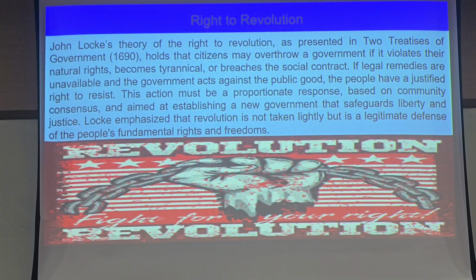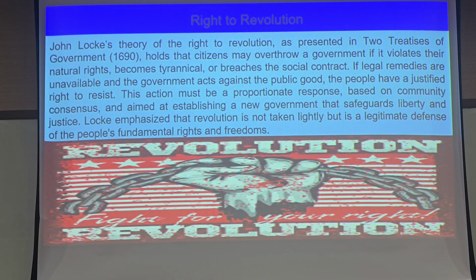Right to revolution. John Locke's theory of the right to revolution, as presented in Two Treatises of Government, 1690, holds that citizens may overthrow a government if it violates their natural rights or becomes tyrannical. Tyrannical here means when the government's way of governing is unfair or harsh to the people, that they have the right to overthrow them.